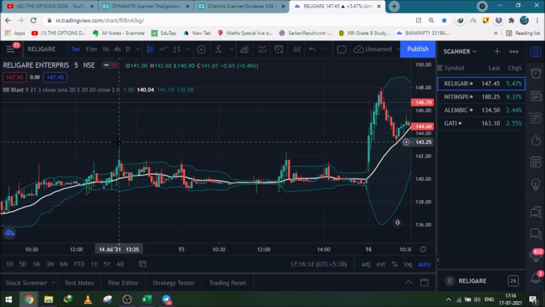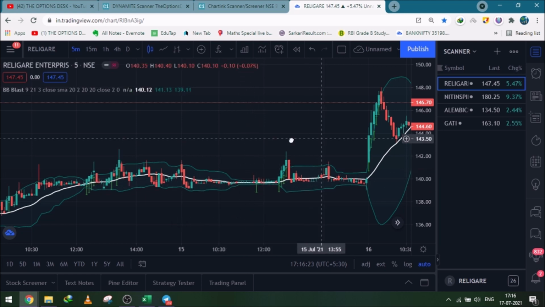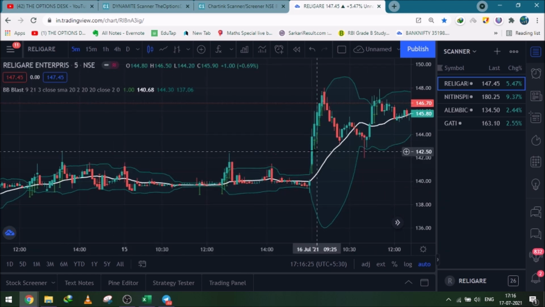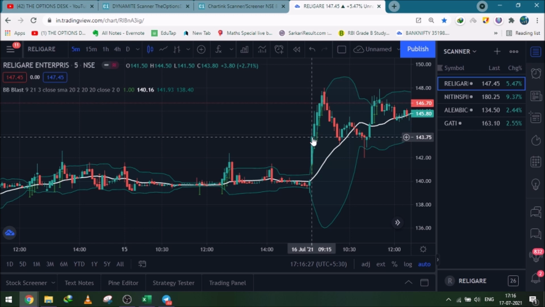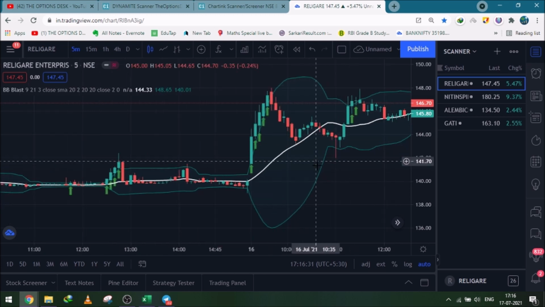Spikes upside and spikes downside make the average price very low. And the stock was range bound here. It did not go above even 140. 140, 139, 140, 139. It kept on doing that here. So this stock came into the scanner, and the moment the first candle formed at 9:21 or 9:22, Religare came into our scanners.